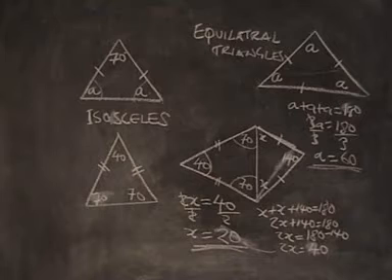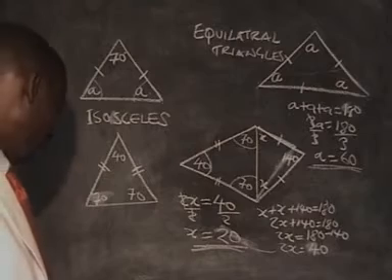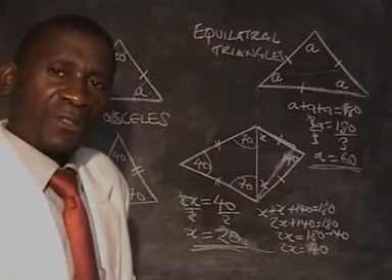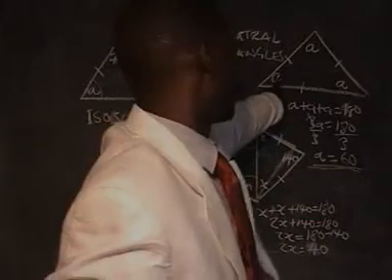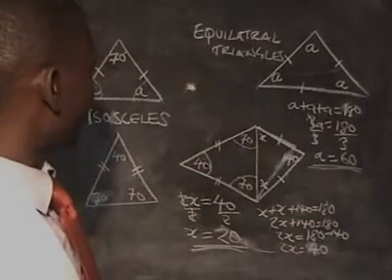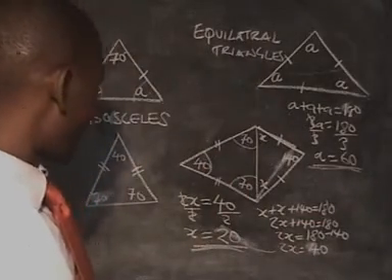So I have said that an equilateral triangle has 3 equal sides and 60 degree angles. You have seen for yourself that if this is 60 plus 60 plus 60, then you get 180 degrees. That is an equilateral triangle.